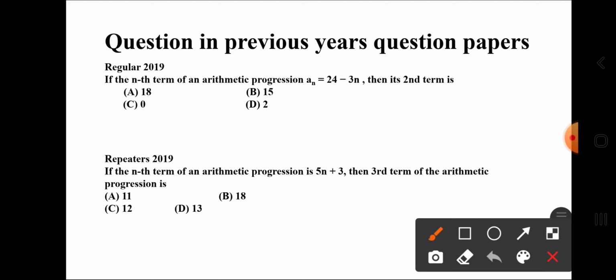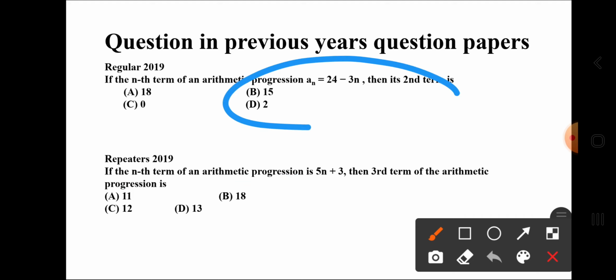So next question, that is for repeaters 2019. If the nth term of an arithmetic progression is 5n plus 3, then the third term of the arithmetic progression is? So again, the same type of question has been asked in this year. Usually when you observe the question papers, these kinds of questions have been asked many times.